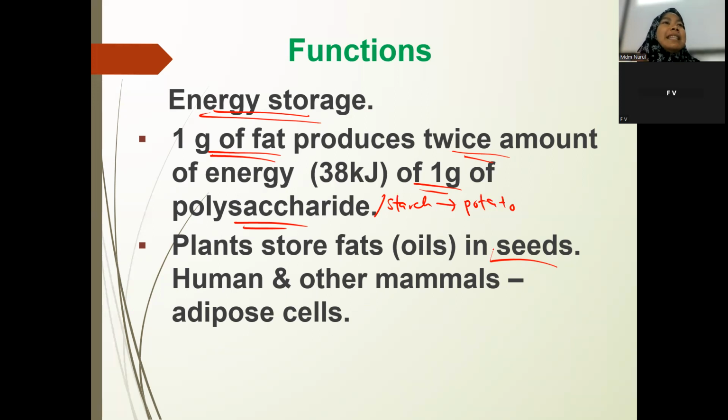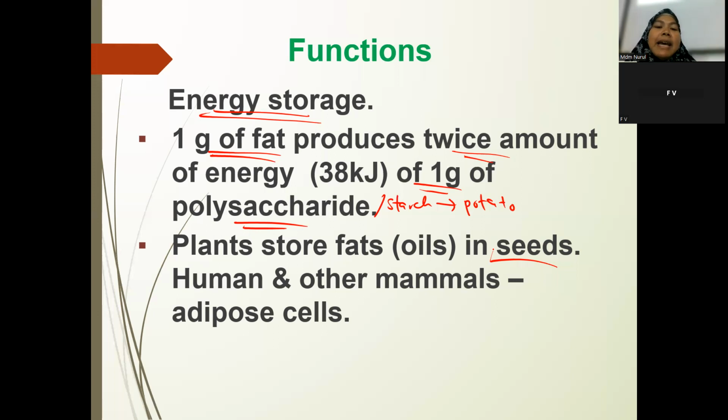Biji kuaci. Biji apa? Sunflower seed. Gajus. What else? Kekacang. Macam itulah. Okay? That's why it is good because it contain high HDL.